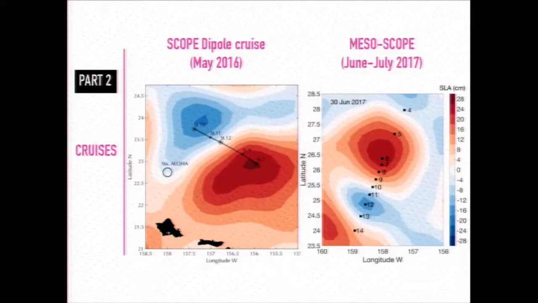And we had two cruises, organized in part by the Simons Foundation in 2016 and 2017, when we sampled in this transect across mesoscale dipoles. I'm just showing you a very small fraction of the measurements and observations done during these cruises.